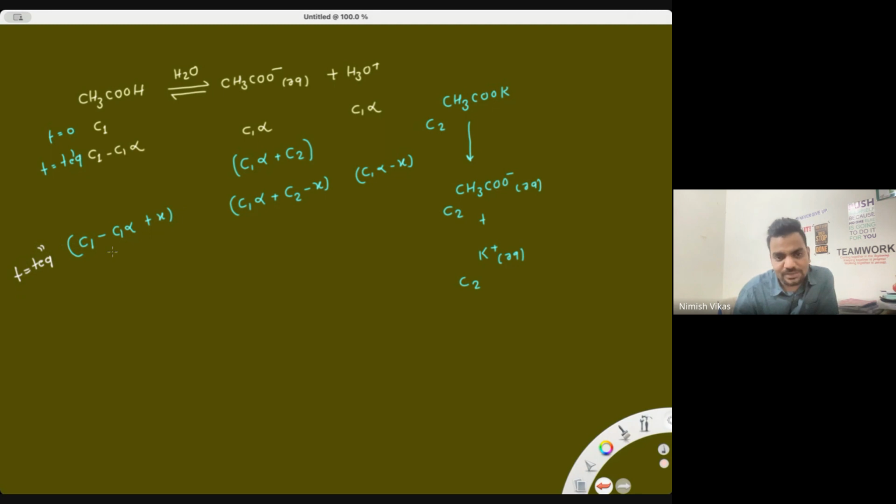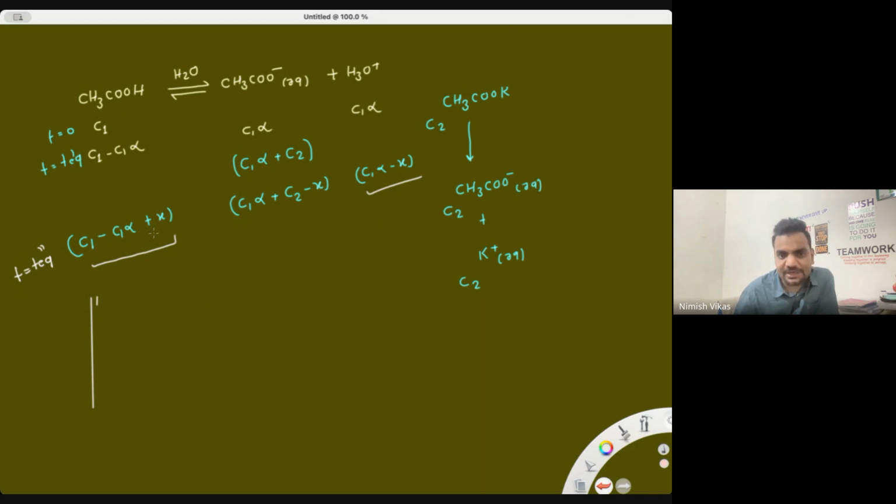Now we have to do approximation for the values. And for approximation, I will be drawing some lines. Let's say C1 is this big. This is C1. C1 alpha, as I've shown you earlier, alpha for acetic acid is like 1% or 2%. So C1 alpha will be 100 times smaller than C1. So this is what we are subtracting. Let's say this much got subtracted, 1 upon 100 of it.